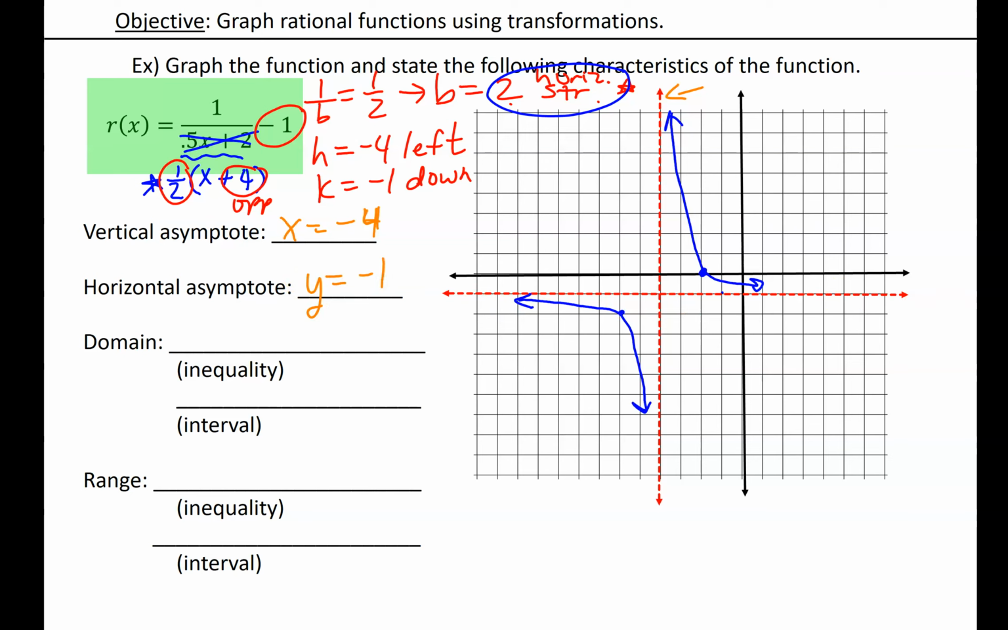Domain, which is our x's, is going to be all of the x's except where we have that asymptote. So that's going to give us the set of all x's such that x is less than -4 or x is greater than -4. And then our interval notation to correspond.